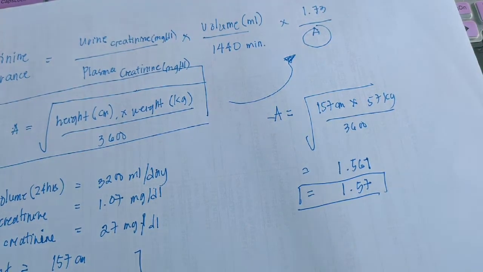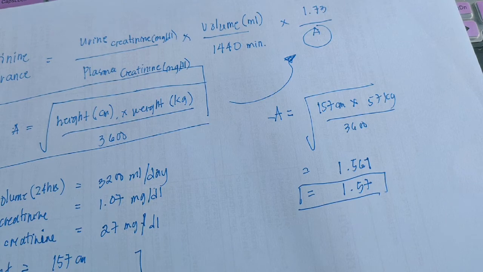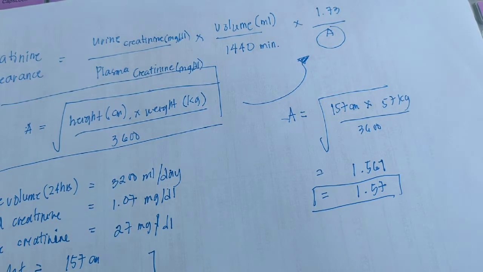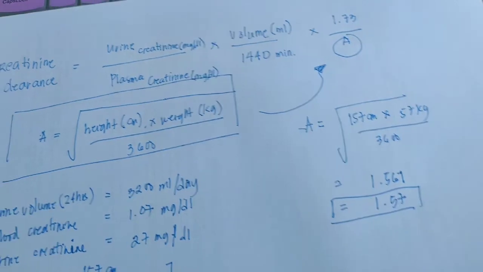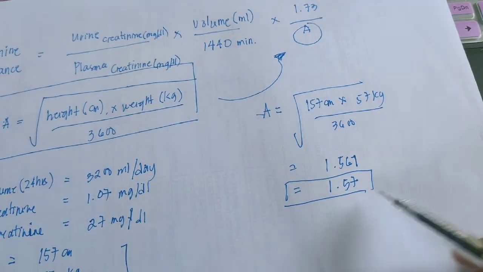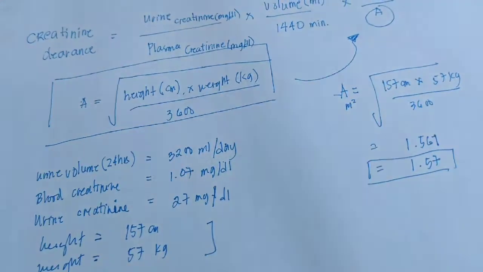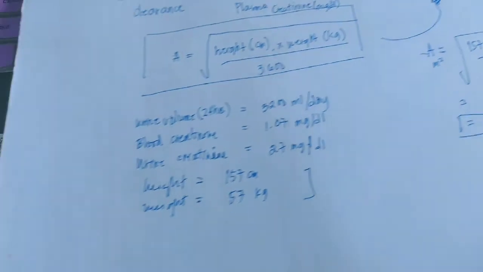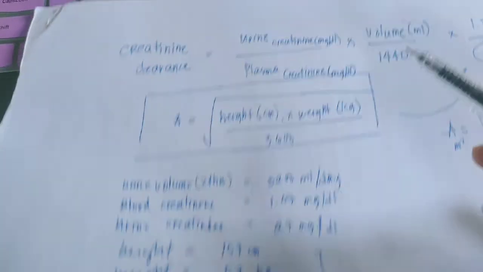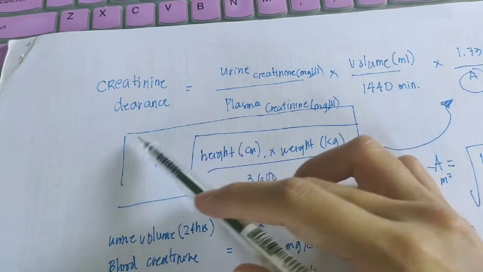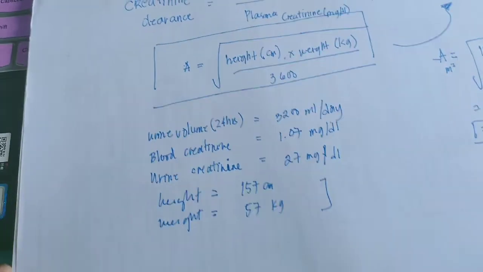I'll not be giving this sa quiz ninyo, but I want you to know this kasi it might come out in the exam, and most of the time, during board exam, lumalabas kasi ang creatinine clearance computation, how to compute for that. Okay? So this is the area already. This is m squared kasi. Okay? M squared. Now, we have the body surface area, then therefore, we can compute now for the creatinine clearance, yung main natin. Okay? So, let's compute for that.